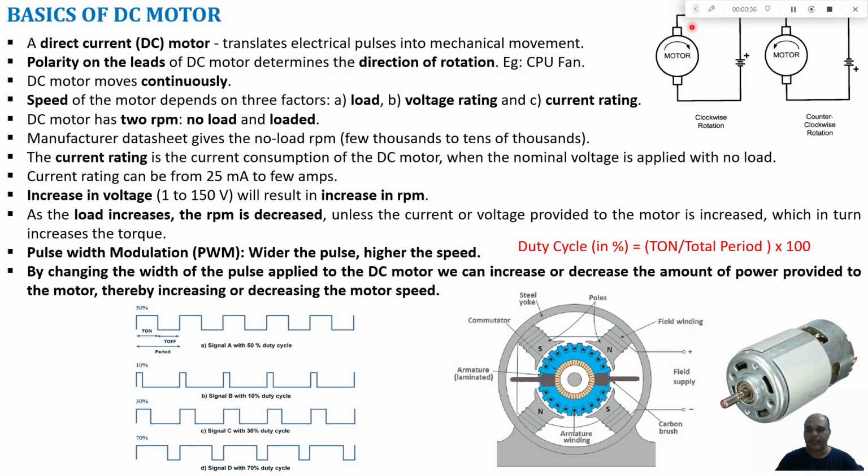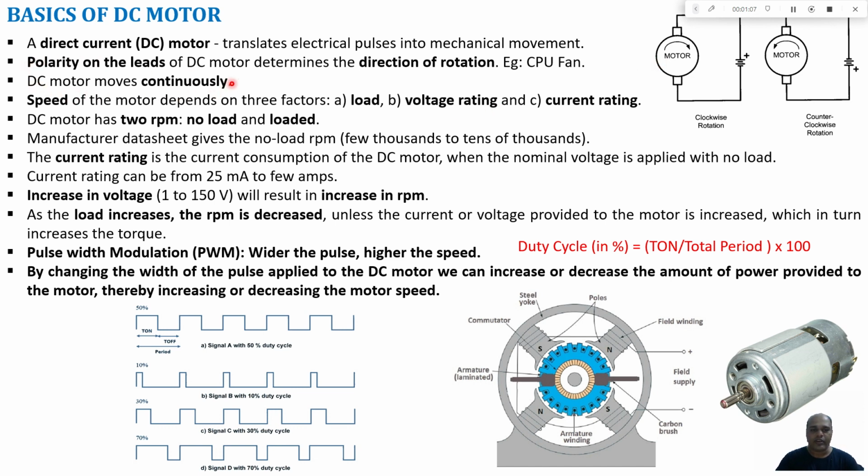For example, if I take one lead and connect it to the positive terminal of the battery and another lead to the negative terminal of the battery, let us assume that the motor is rotating in the clockwise direction. By just changing the leads to the battery potential, we can change the direction of the motor. So just by changing the polarity given to a motor, we can change the direction of rotation.